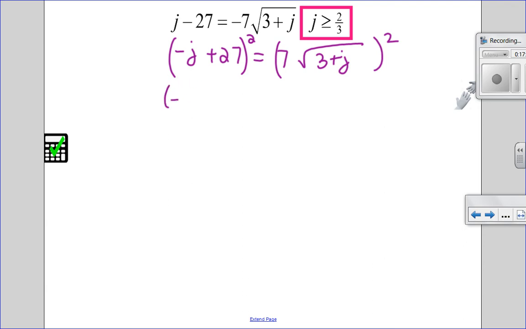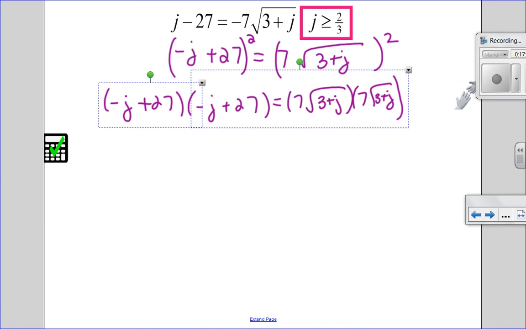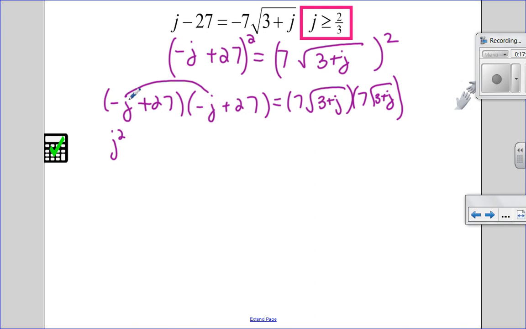So here I'm going to write this out 2 times. So negative j plus 27 times negative j plus 27 equals, again, I'm writing that out 2 times because I don't just have a simple root. So I want to avoid the chance of making a mistake. Okay, let's move all of this over. There we go. So let's apply the distributive property. So negative j times negative j is j squared. Negative j times 27, negative 27j. 27 times negative j, negative 27j, and 27 multiplied by 27.